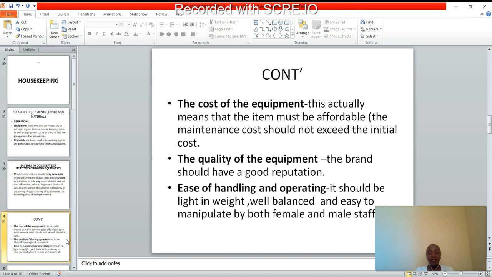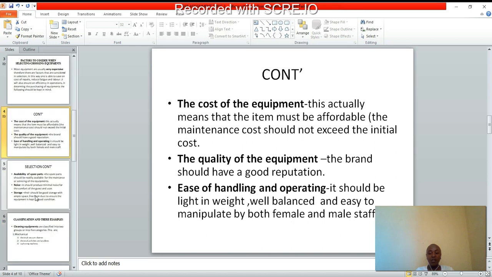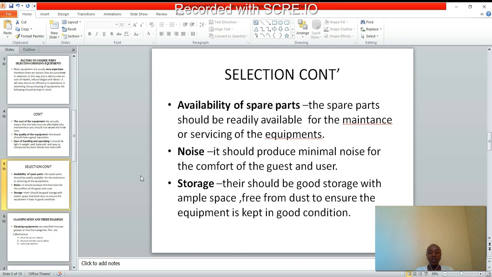Another point is the storage. When we talk about the storage, there should be good storage and ample space, free from dust, to ensure that the equipment is in good condition. Another point is availability of spare parts, which should be available in case the equipment fails or needs servicing. You should buy equipment of which the spare parts are readily available in the market.